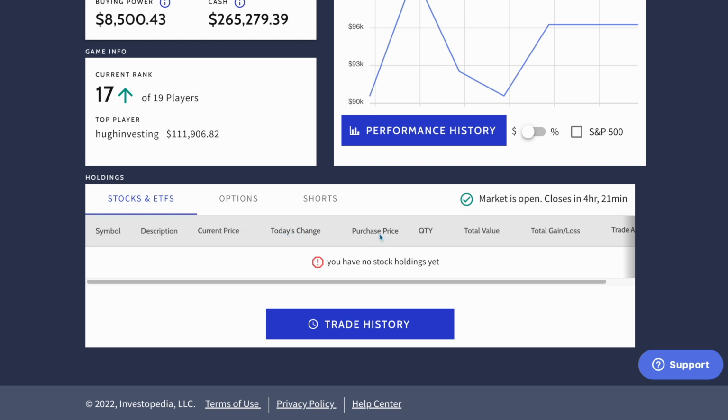Purchase price is the price per share of the stock holdings when you first bought the stock. Quantity is the amount of shares you bought. Total value is the total value of this investment. Total gain/loss is the total gain or loss and is calculated by subtracting the purchase price from the current price per share. Lastly, we have trade actions over here.